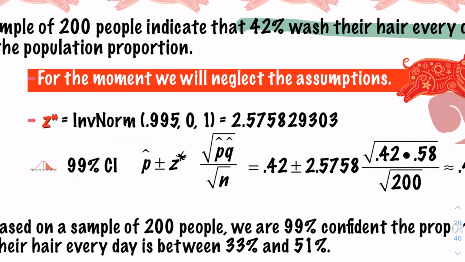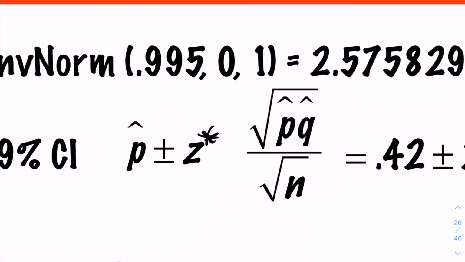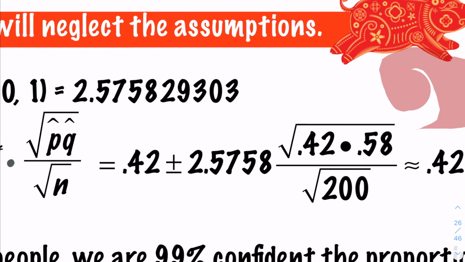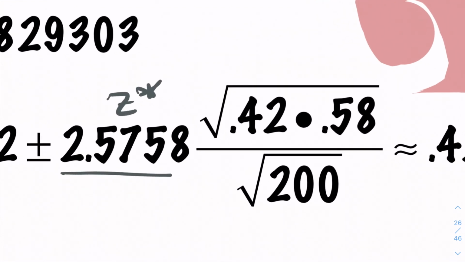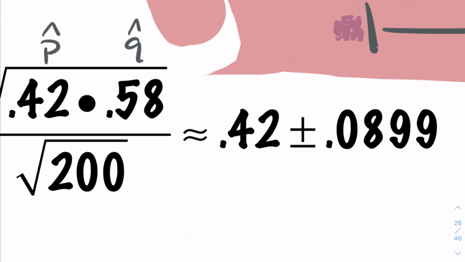The next thing that we're going to do, and this is what you have to write, is that for a 99% confidence interval, we're going to write the sentence. We have p hat plus or minus z star times our standard error for our proportion. Now, in the problem, it said 42% say they wash their hair, plus or minus, this is our z star, our sample proportion, that's p hat, that's q hat, over the square root of 200, gives us 0.42 plus or minus 0.0899.